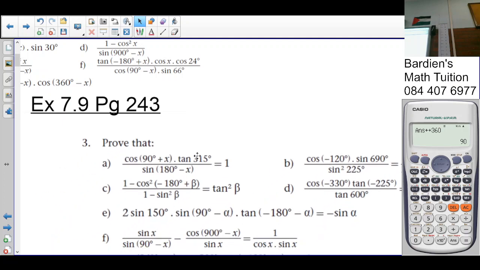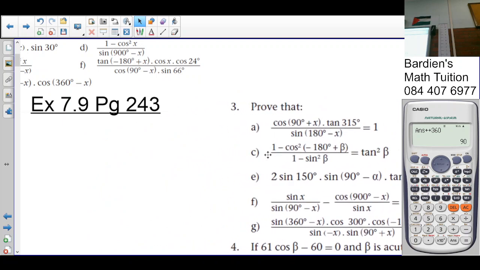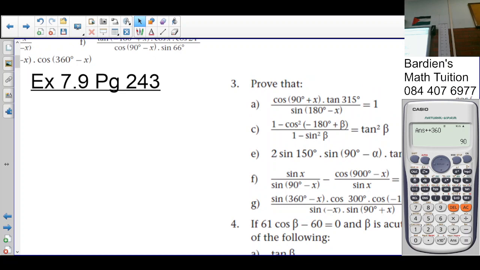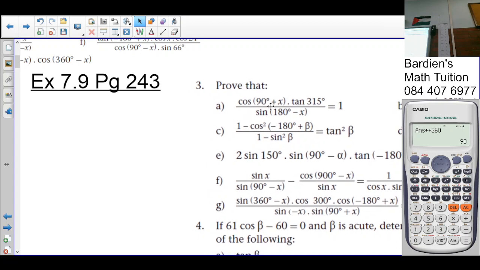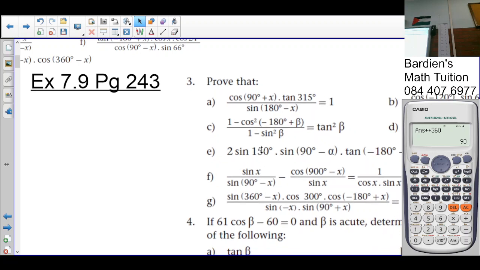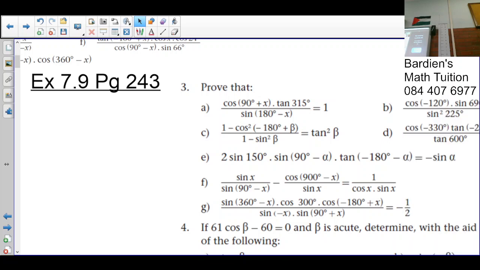Right, number 3. You have to do every alternate sum, not so? Yes, sir. So you have to do A, C, E, and G. Am I right? Yes. Any problems with A? B? No. C? E? Yes. Okay. I think that last part is behind the calculator. Right. So let's look at E.